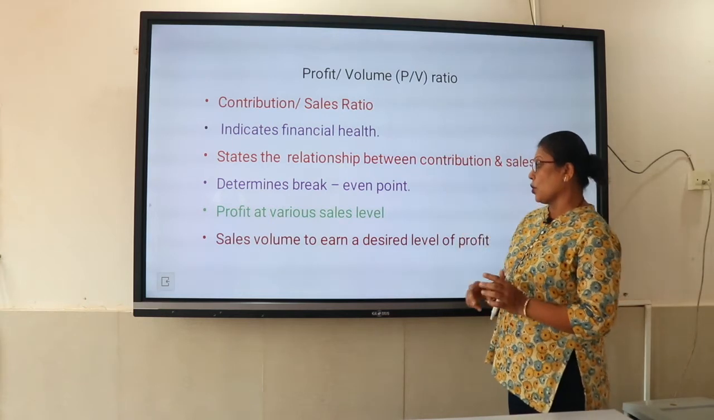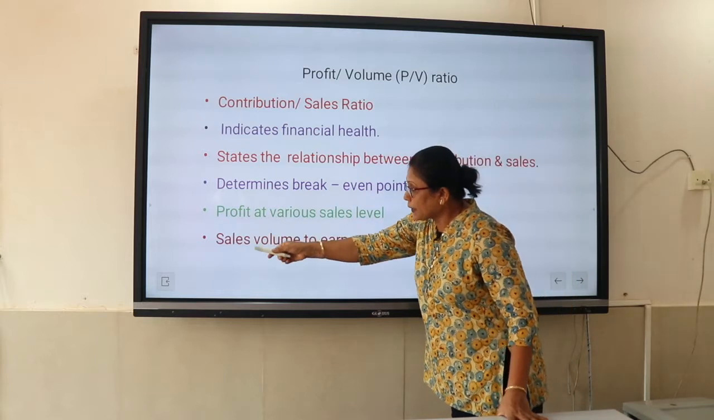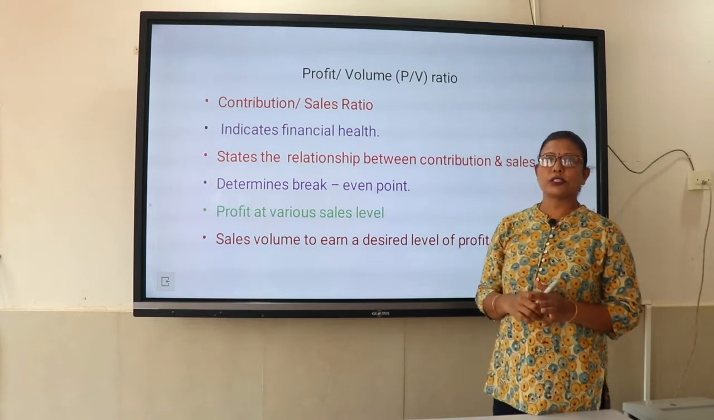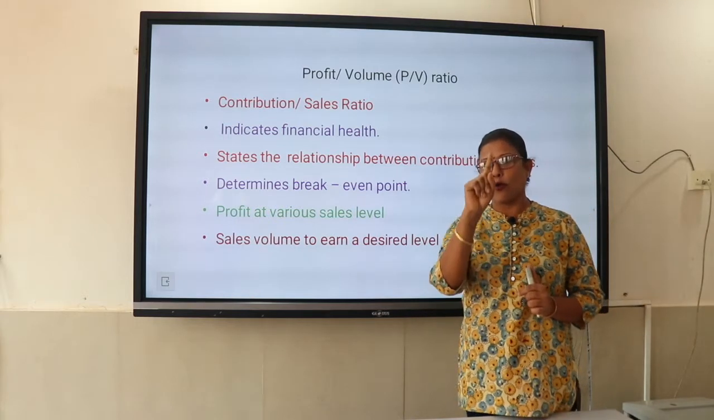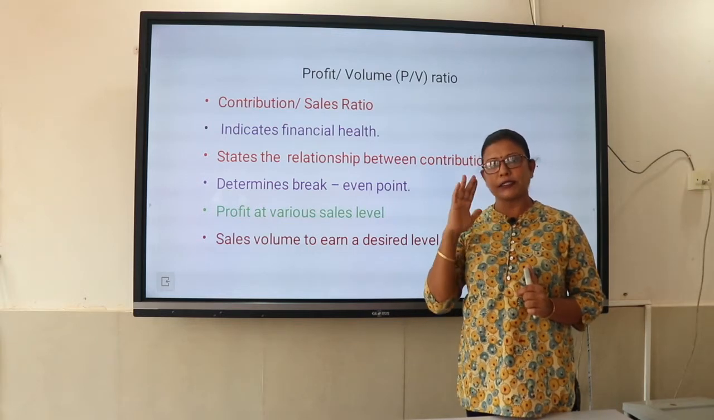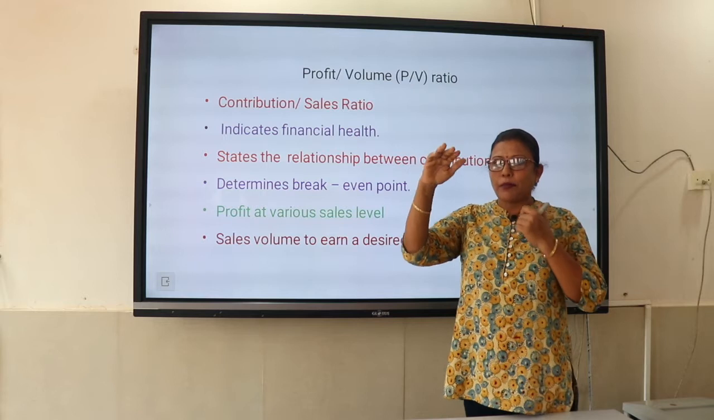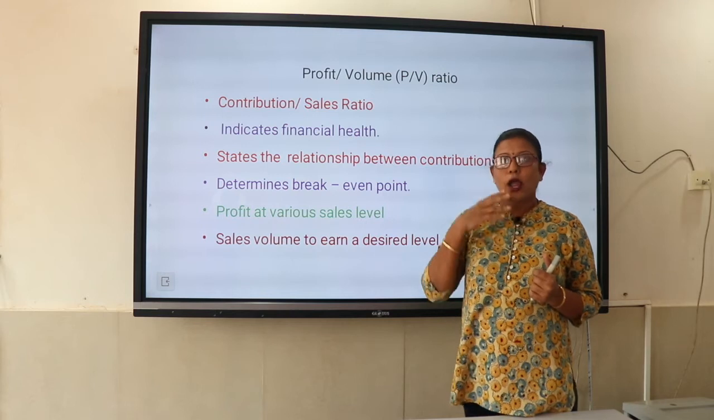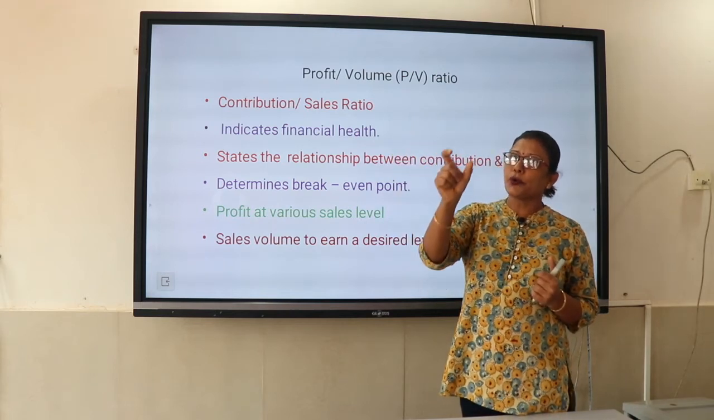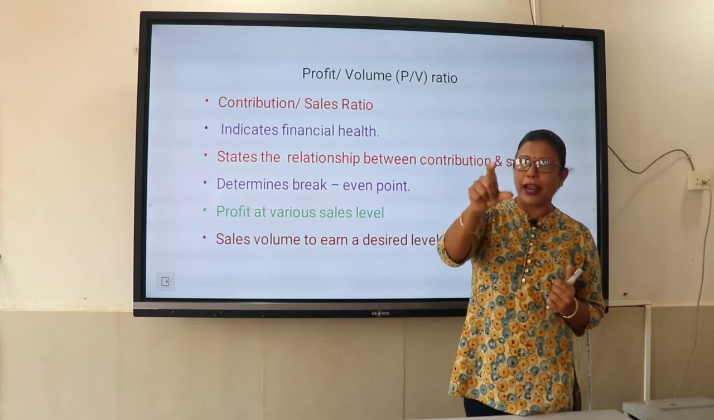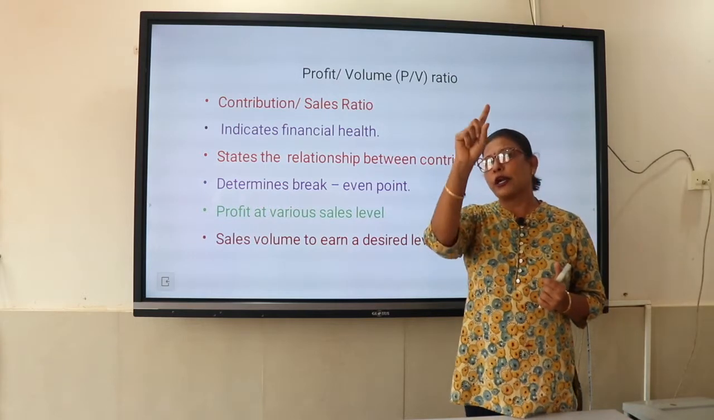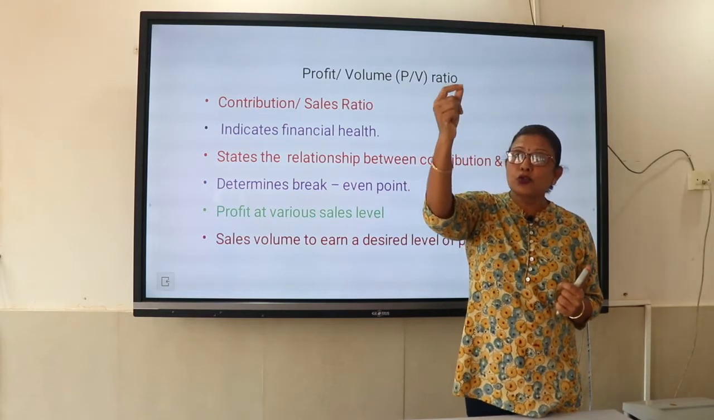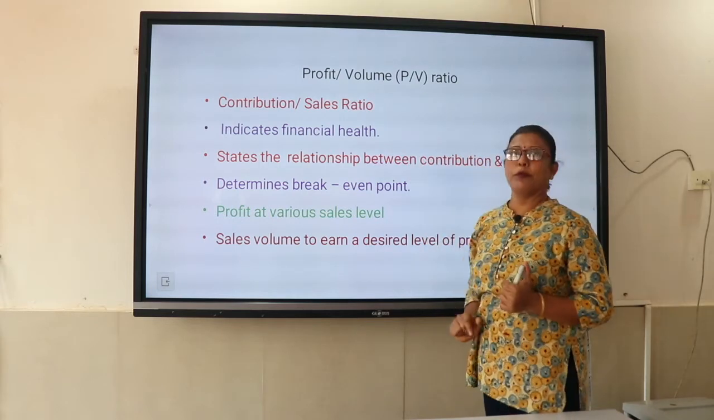PV ratio also helps in determining, at a particular output sold, how much is the desired profit. Let us say I want to earn a profit of 5 rupees from one product which I sold. This is my desired profit. If I sell 10, my profit will become 50. So what is my desired profit? 50. So what should be the volume of sales to get your desired profit? If I have an intention to earn 50 rupees profit, how many units do I need to sell? That can be determined with the help of PV ratio.